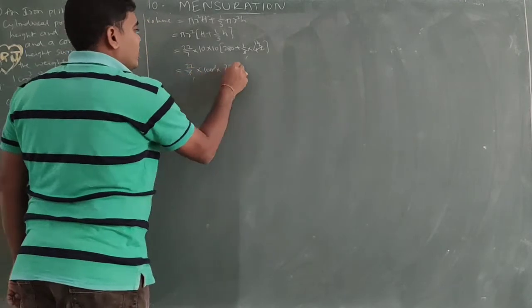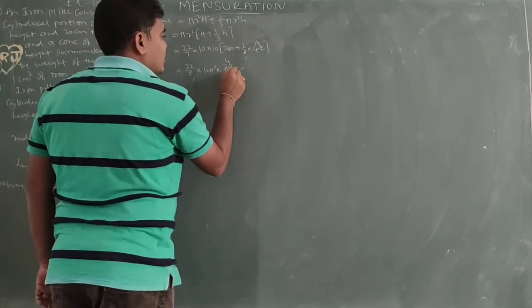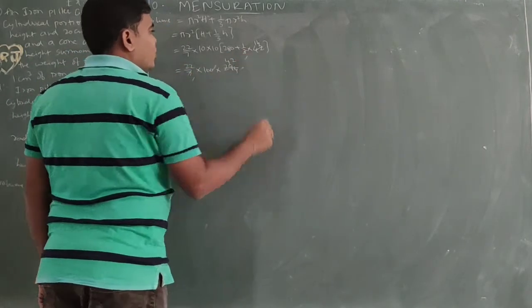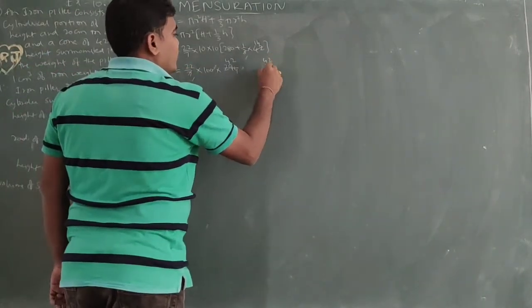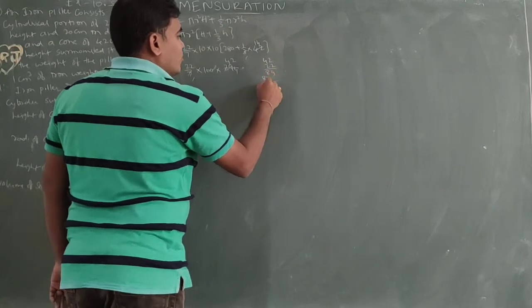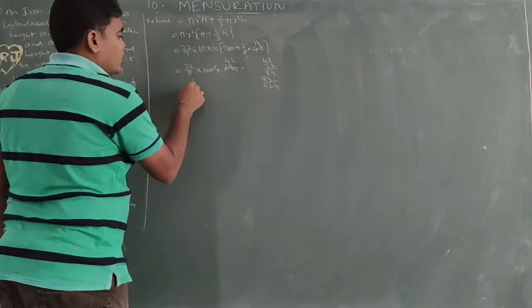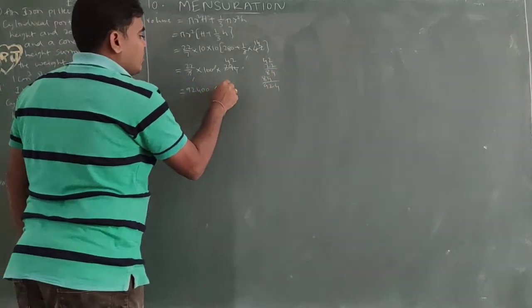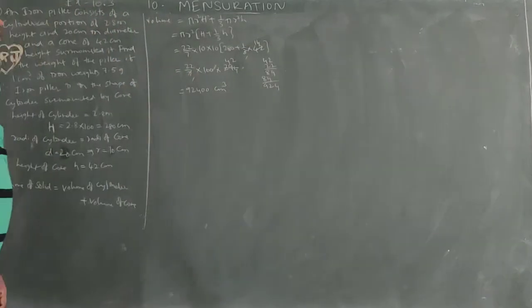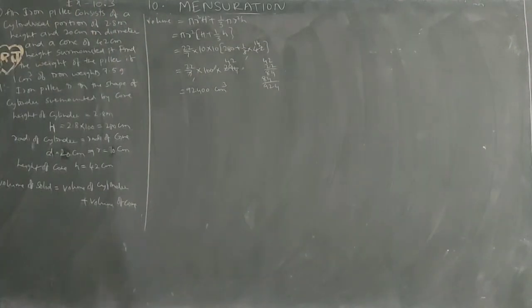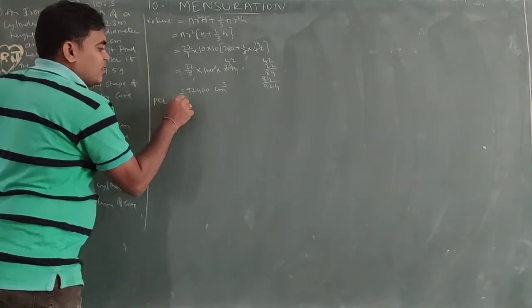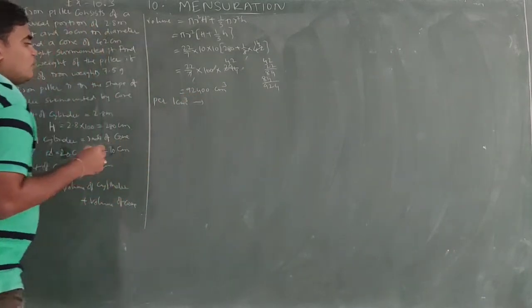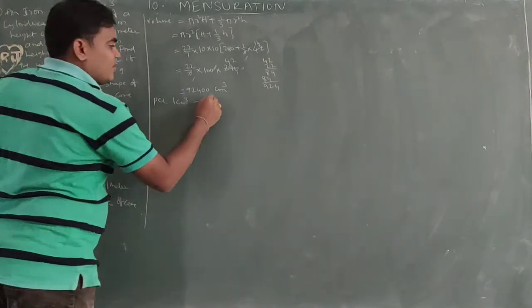So 7 into 42 is 294, giving 42 into 22, 84, 84, so 924. So 92400 centimeter cube. So the volume equals 92400 centimeter cube. Per 1 centimeter cube equals how much? 7.5 grams.